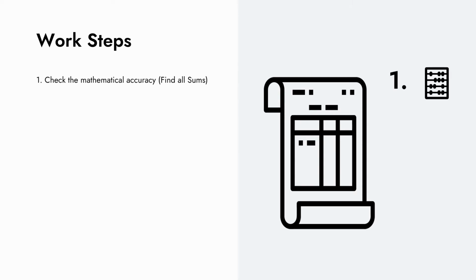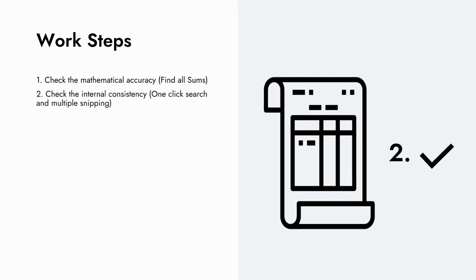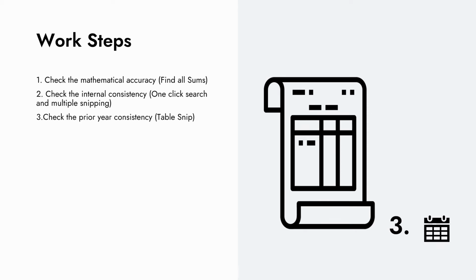In terms of our work steps, we'll perform the following. Firstly, we'll check the mathematical accuracy of the financial statements using the Find All Sums feature. Then, we'll move on to checking the internal consistency of figures by using the one-click search and validation snip functionalities, and we'll then check the prior year consistency using the Table Snip feature.